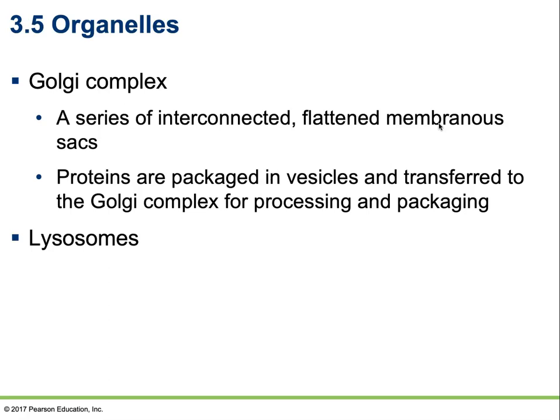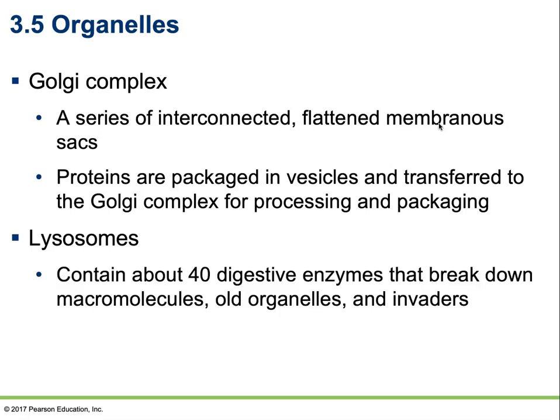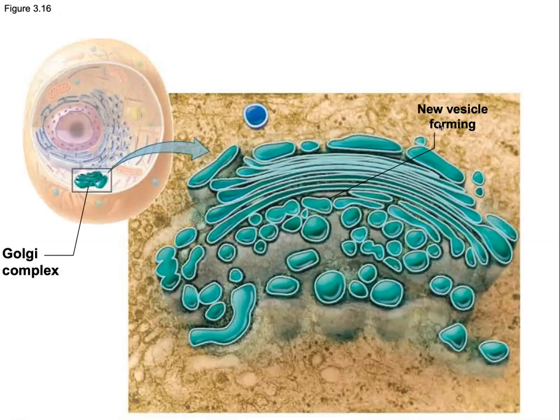Lysosomes are our next organelle. Lysosomes contain about 40 different digestive enzymes that break down macromolecules, old granules, or old organelles, and invaders. Lysosomes, think of it as a little bit as the Lysol of the cell. It's used for breaking down, killing bacteria. It's going to be used for cleaning up the cell, getting rid of waste.